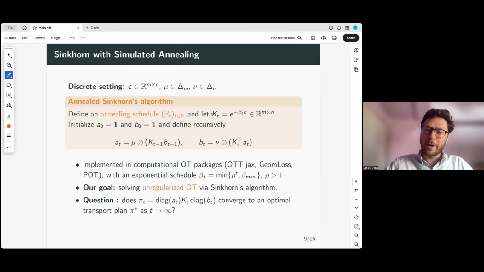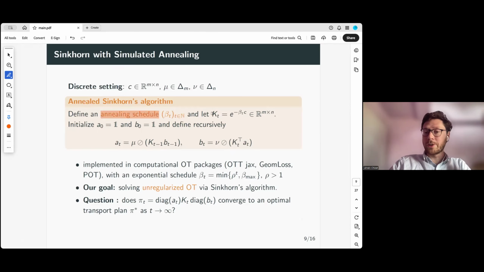The usual way Sinkhorn's algorithm is used in practice is not with a constant inverse temperature beta, but with a varying one. Typically, we will use a regularization that decreases along the iteration. So this corresponds to beta increasing along the iteration. In this talk, I will call this annealing schedule.